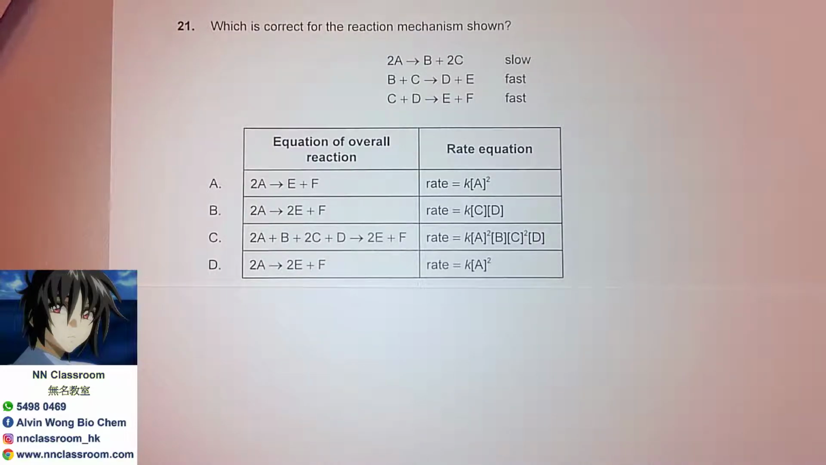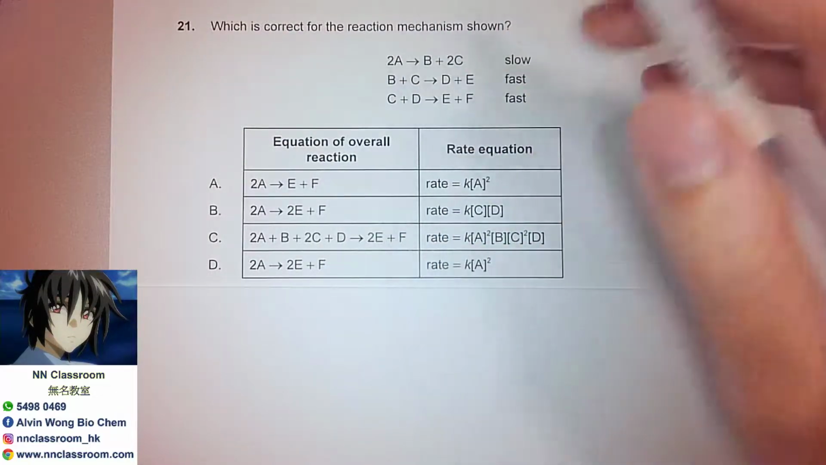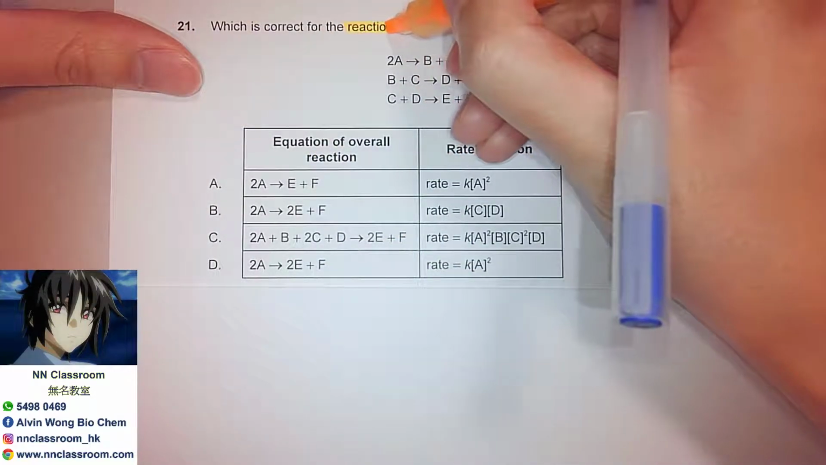Today I'd like to share with you a past paper question from 2019, Time Zone 1 in May. Question number 21, relating to a higher level topic, topic 16, the kinetics, particularly the understanding of the rate equation and also the reaction mechanism. They're asking, which is correct for the reaction mechanism shown. So given to you now the reaction mechanism.